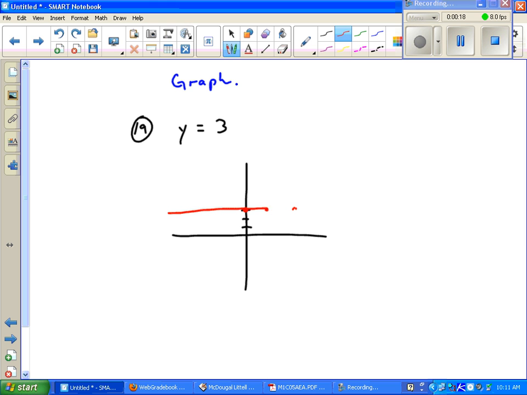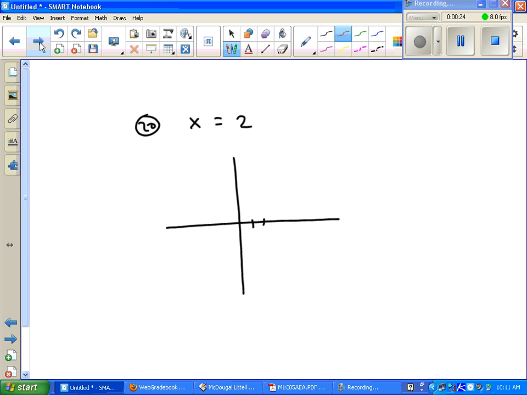An easier way to write it is just go ahead and draw yourself a horizontal line, y equals 3. Number 20 is likewise, but it's x's value of 2. That means x is going to be 2 everywhere you put it, so it'll be a vertical line, x equals 2.